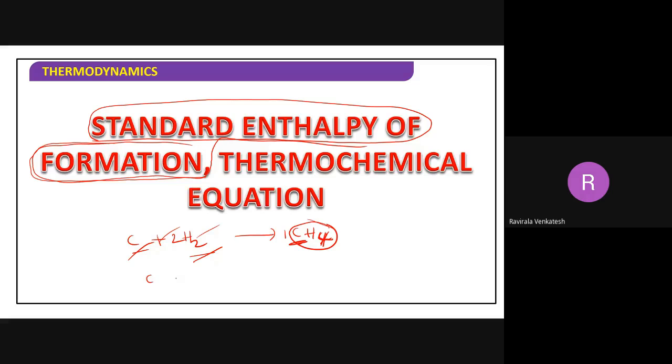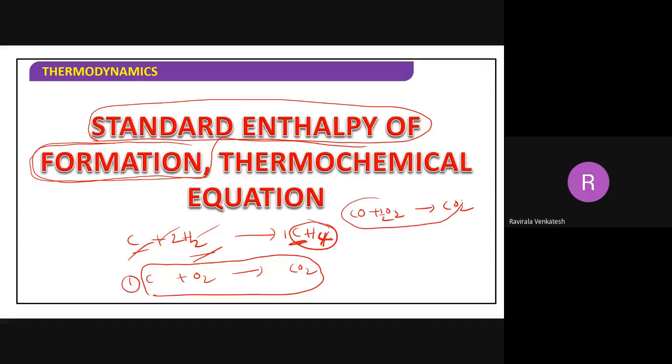Now if I write carbon plus oxygen gives carbon dioxide, this is called enthalpy of formation. If I write carbon monoxide plus half oxygen gives carbon dioxide, can I call this enthalpy of formation, beta? The third one, can I call this one enthalpy of formation? No, sir. Why? What is the reason? Because 1 mole of O2 is not reacting.